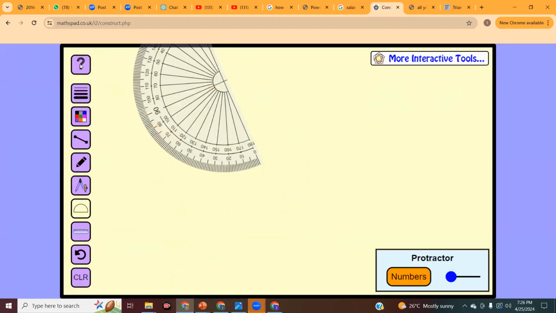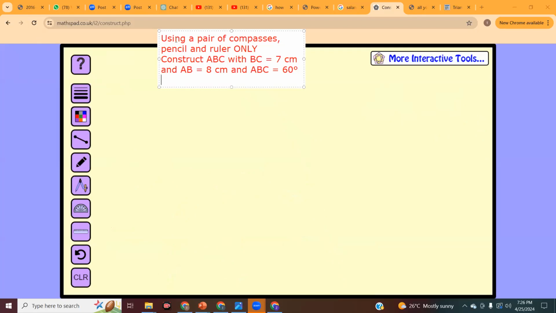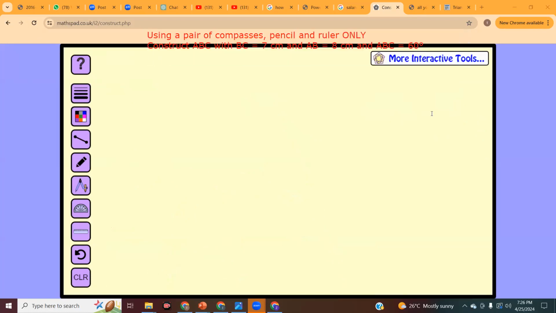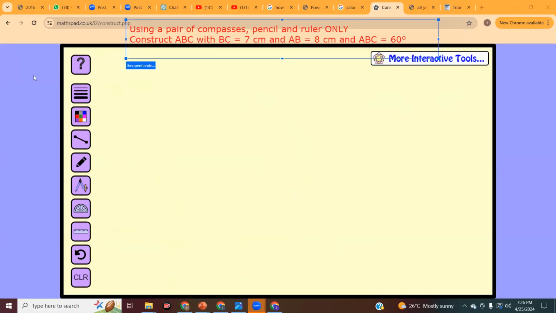Let me clear everything and restart. Okay, good. So China, walk me through how we're going to do this. What is going to be the first thing that we draw? We have to draw the base, the ray for BC. So let's go ahead and do that.